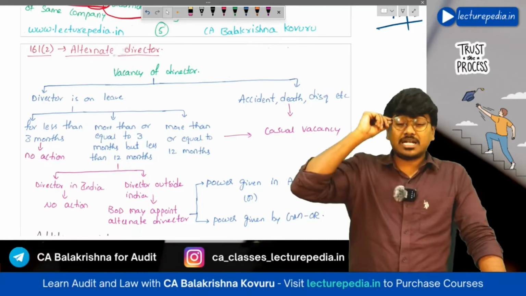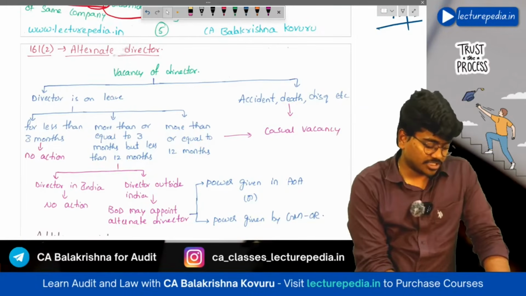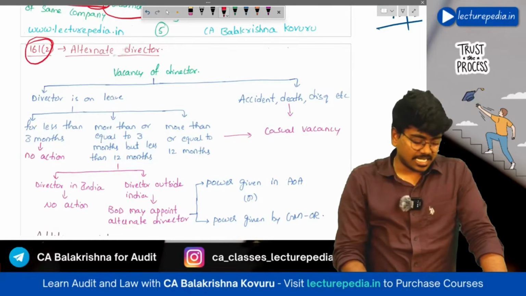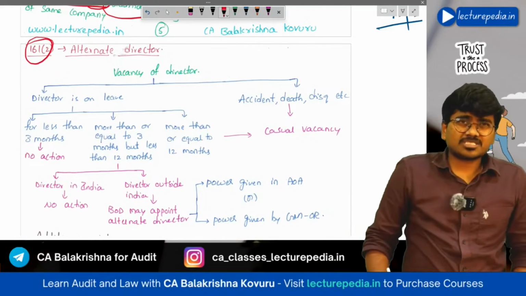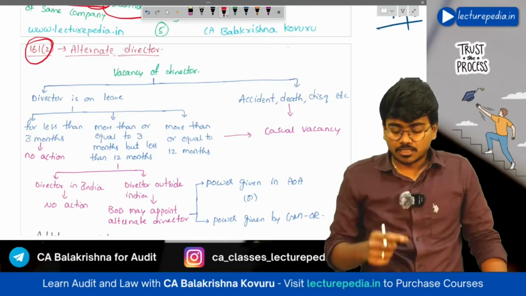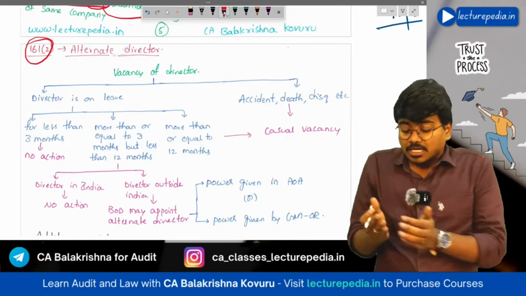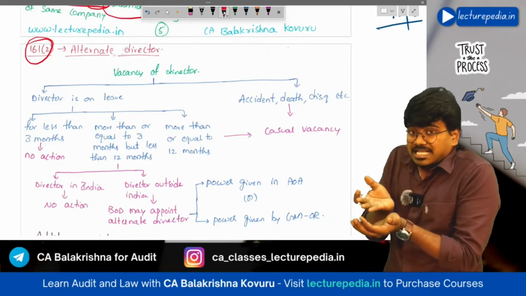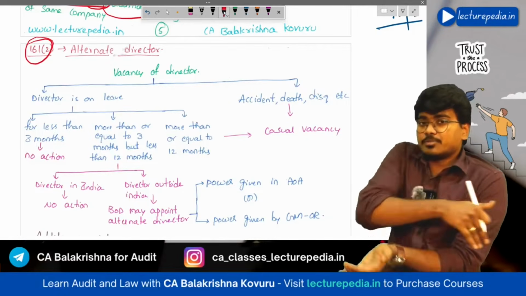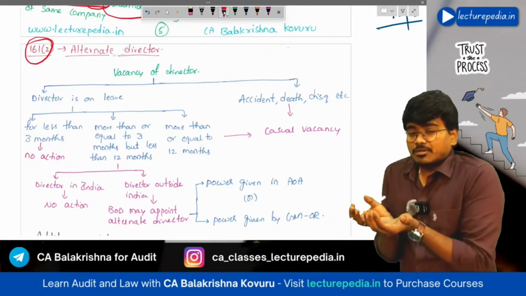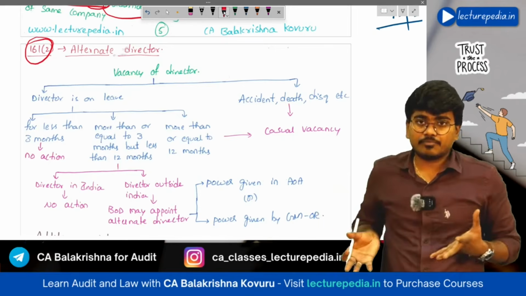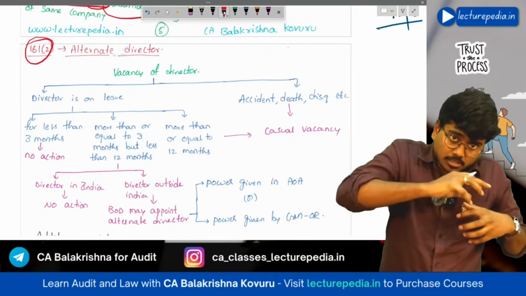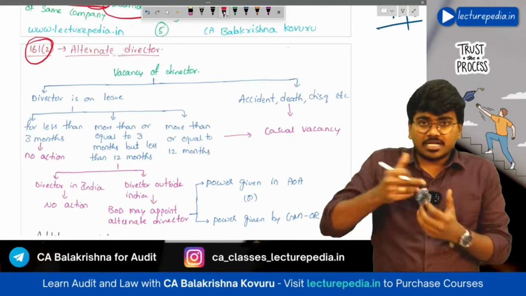Moving to alternate director, section number 161 subsection 2. What is this alternate director? See, the term alternate itself represents that this person is being appointed as an alternate to some other person. That is the reason why you are calling him an alternate director. So alternate to whom? Alternate to whom are you appointing this person?